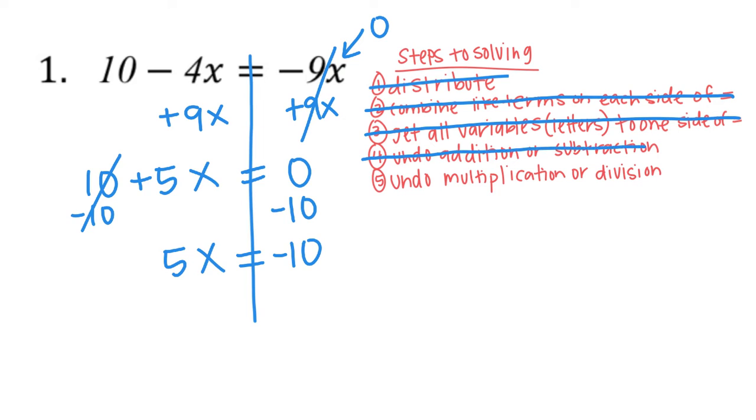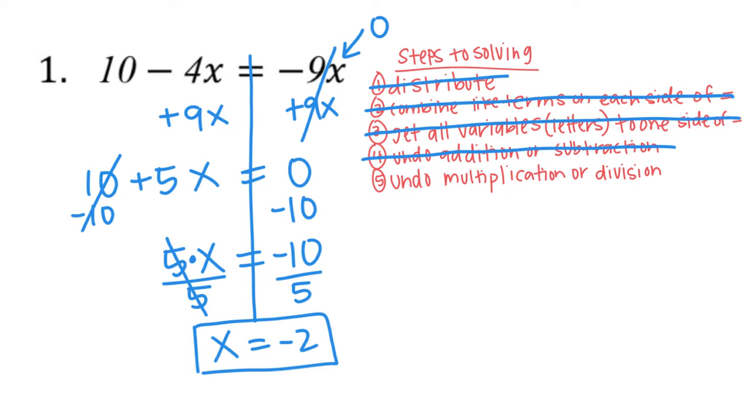Done with step 4. Step 5 says undo multiplication or division. Right now I have 5 times x. So to get rid of it, I'm going to do the opposite and divide by 5 on both sides of my equation, leaving me with x equals, and negative 10 divided by 5 is negative 2. And I got my x all by itself, so I am done.